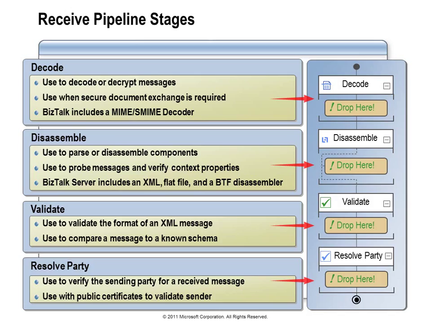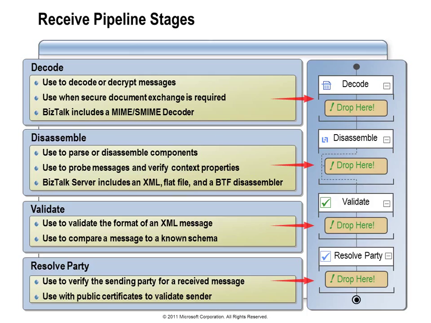If it returns true, the pipeline manager turns around and makes another call to that component, telling it to process the message. And then the rest of the components in the disassemble stage are skipped. If, however, that component determines that it doesn't recognize it, it will return false back to the pipeline manager, and the pipeline manager will pass that reference to the message to the next component in line. And that process continues until a component indicates that it can process the message.